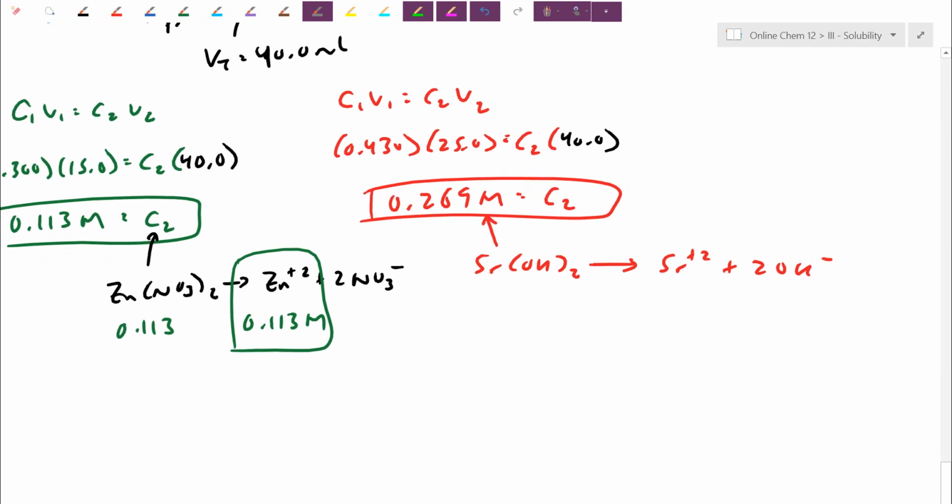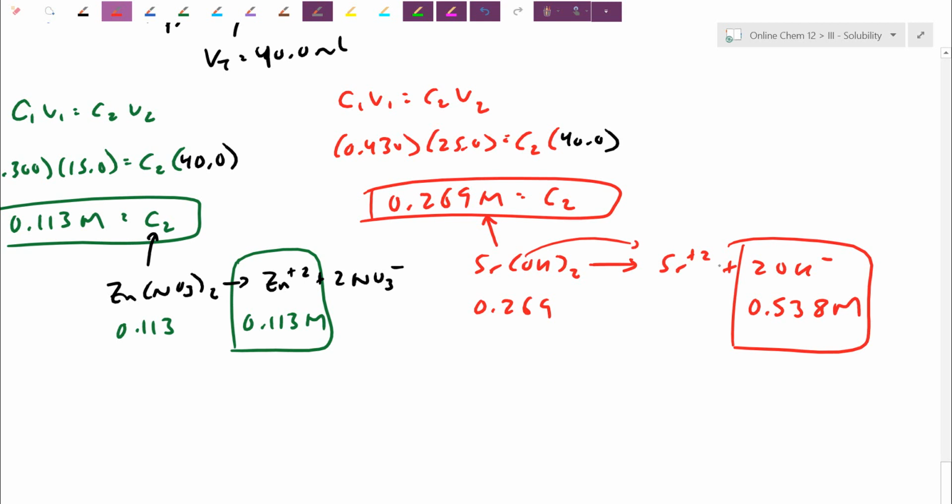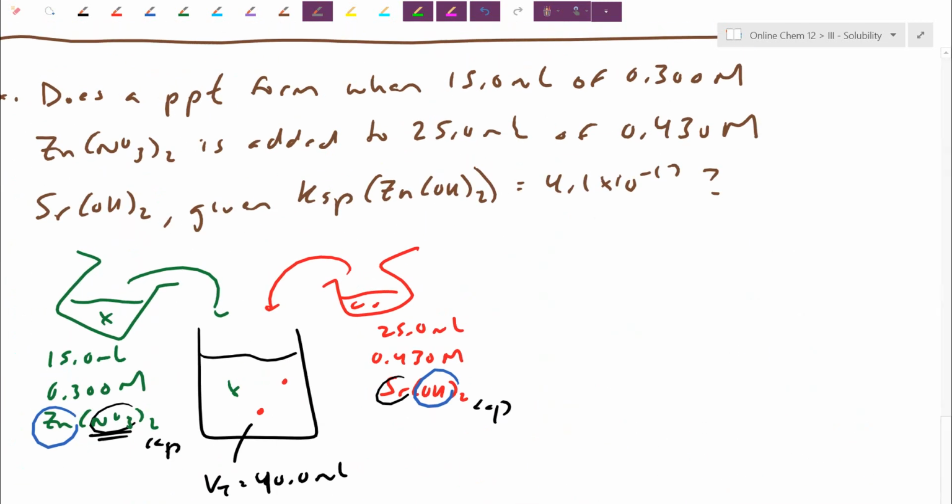I just care about the hydroxide here. The strontium hydroxide was 0.269, a 1 to 2 ratio. How much hydroxide would I end up getting here? The 0.269 times 2 gives me roughly 0.538 molar. Again, yes, it'll end up forming strontium, but who cares? I don't really need that strontium in this question, because they've sort of hinted that the KSP you're going to need is for this compound. Potentially the precipitate that might form is the zinc from your green solution running into the hydroxide from the red solution and precipitating out as zinc hydroxide.